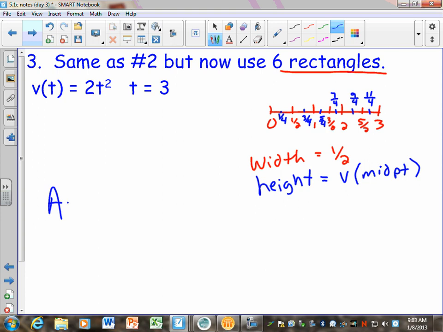I'm going to write it like this. Each rectangle. For the first rectangle, I'm going to take the width, which is 1/2, and I'm going to show you this so you can see it in your notes, times the height, which is going to be V of the midpoint, which is 1/4. So if you want to go ahead and plug it in, you can.